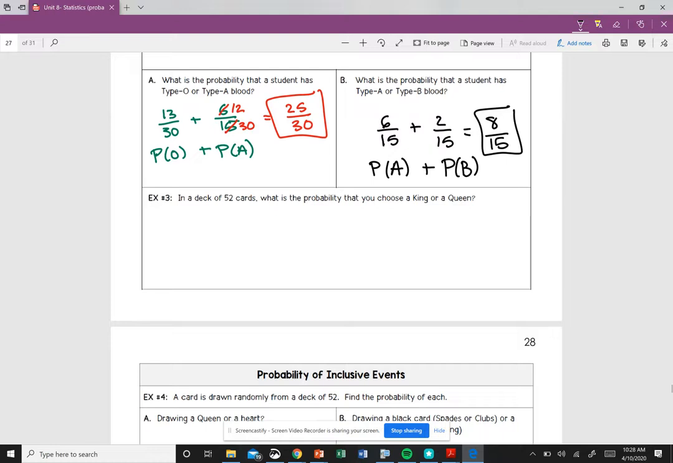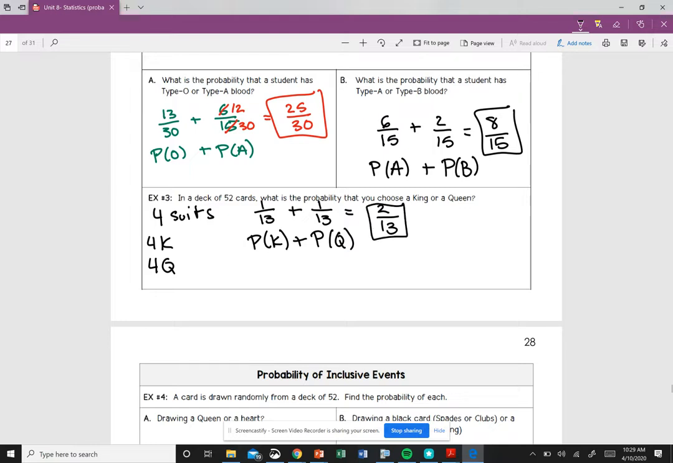All right, in this next one, it says, in a deck of 52 cards, what's the probability that you choose a king or a queen? So first, we have to know how many kings or queens there are. So there's 4 suits, and each suit has 1. So how many kings are there? There are 4 kings, and there are 4 queens. So we need to do the probability of kings plus the probability of queens. So that'll be 4 out of 52, which is 1/13, plus 1/13. So 2/13 is the probability of king or queen.